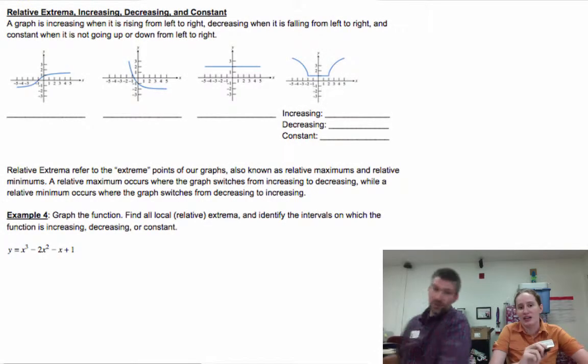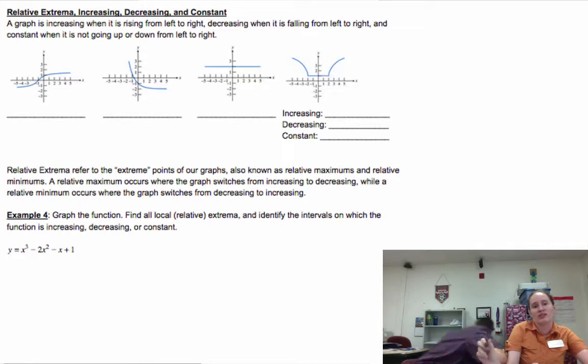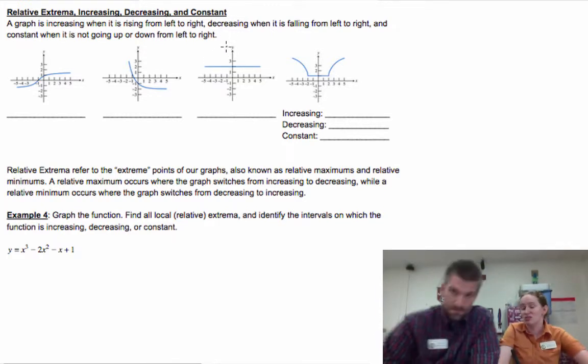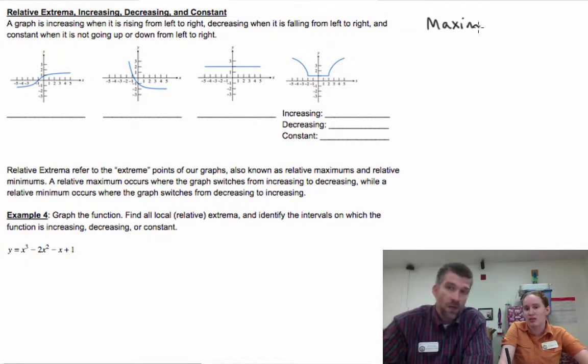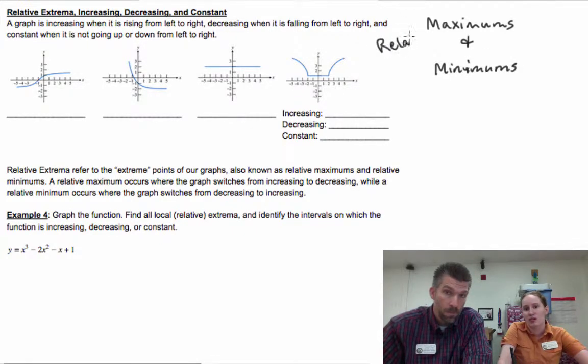Relative extrema, increasing, decreasing, and constant. So relative extrema is the plural of extremum, which is just a fancy word for maximums and minimums. Extrema just means where you have a peak or a valley on your y coordinates. And we are looking at what's called relative or local.